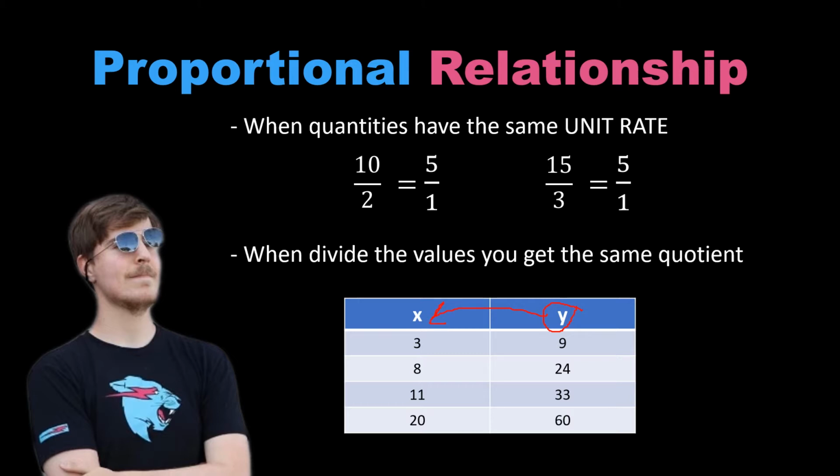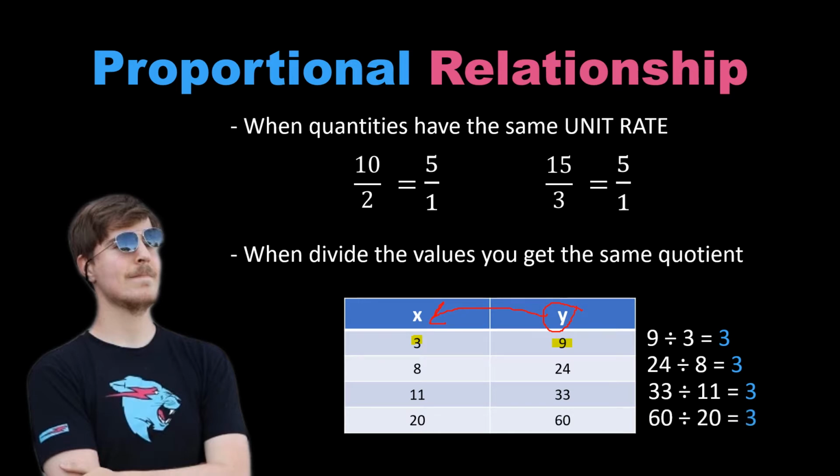So let's look at the first row. We have a y value of 9 and an x value of 3. 9 divided by 3 equals 3. To see if the rest of the values in this table are proportional, we're just going to do the same thing. 24 divided by 8 is also 3. 33 divided by 11 is also 3. And 60 divided by 20 is also 3.